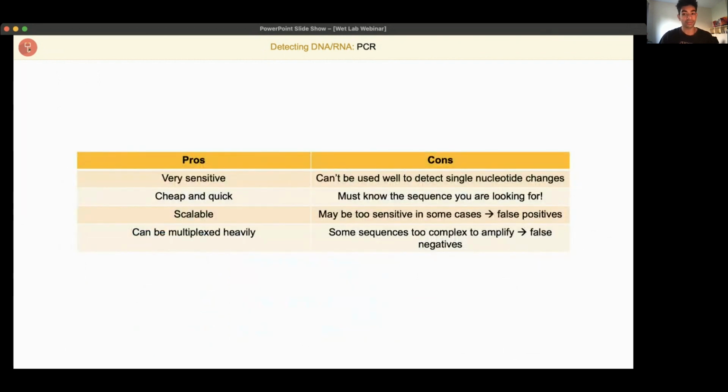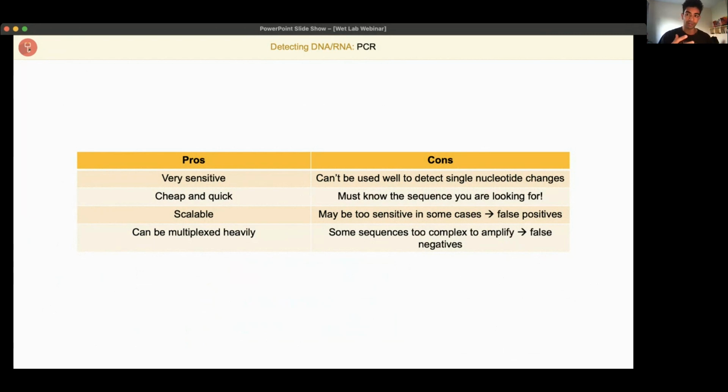It does have its disadvantages, though. It can't really be used to detect single nucleotide changes because the primers are not super specific. It can be in some cases. I'm not saying it's impossible, but you would normally use some other method for that. You must know the sequence you're looking for. So like I mentioned before, you have to have a general idea of the pathogen or the bacteria you're looking for, because that primer has to be designed to connect to a specific sequence in the DNA of the organism. So you have to know the sequence in order to be able to design the primer to connect to that sequence. And it can be too sensitive.